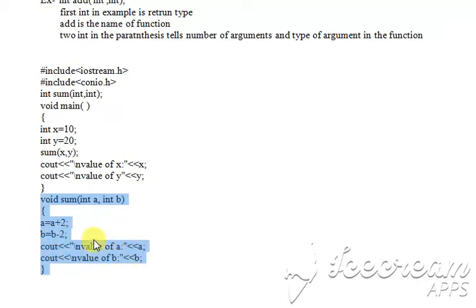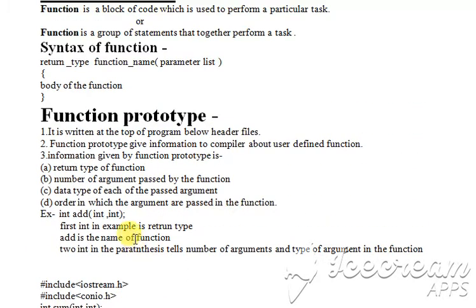of a and b. So if we match this with the syntax of a function, void is the return type, sum is the function name, and in parentheses int a, int b is the parameter list. Every function is used to perform a specific task. So here we are adding 2 to a, subtracting 2 from b and then printing the value of a and b. So what is the task of this function? Add 2 to a, subtract 2 from b and then print the value of a and b. So this way we can write a function with the help of syntax.